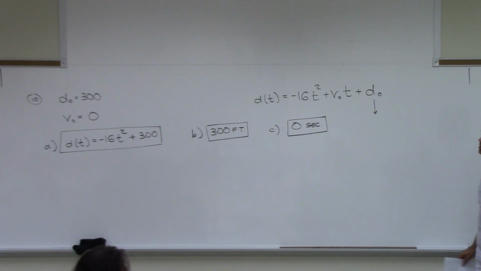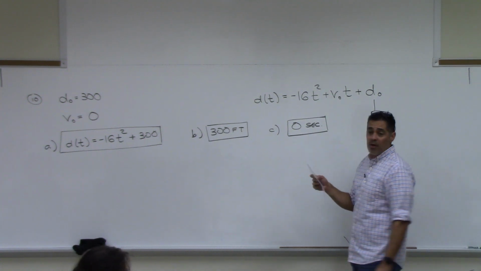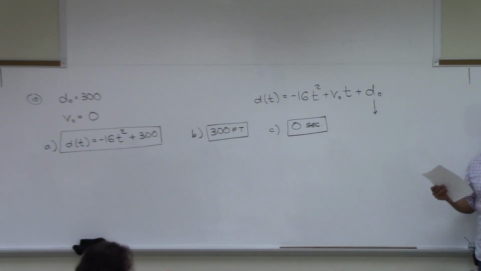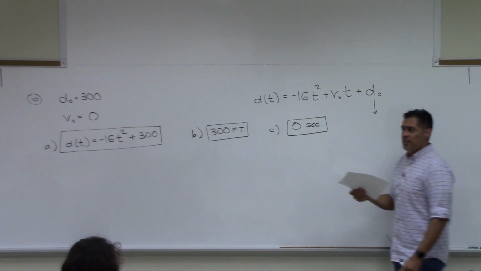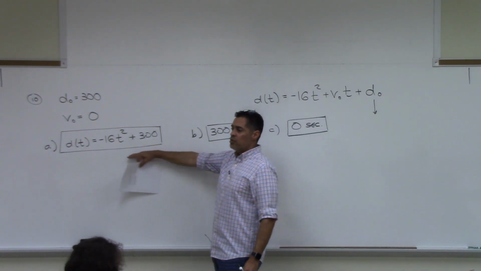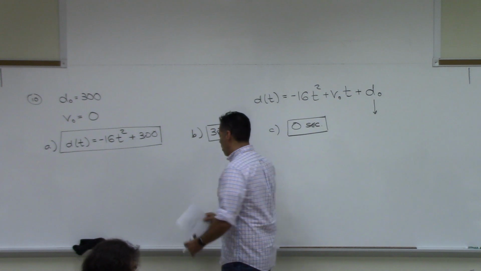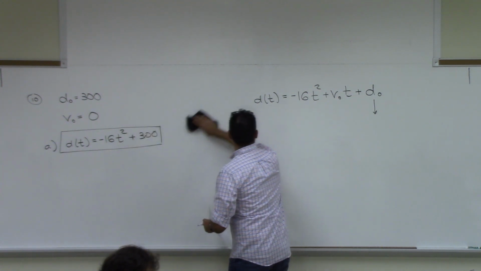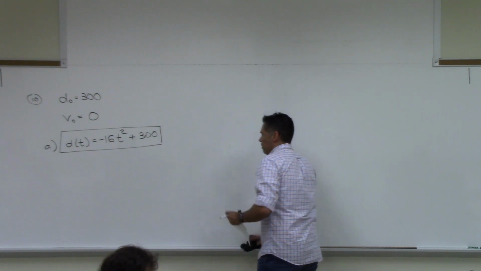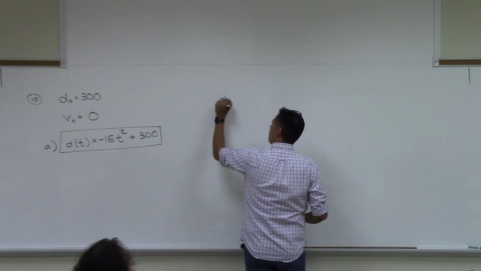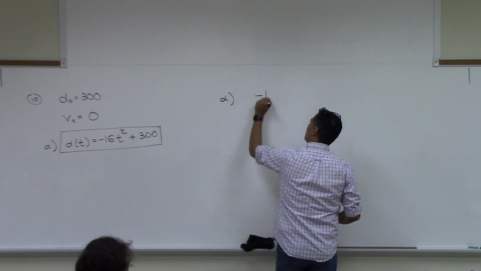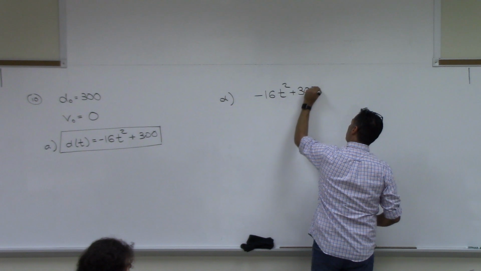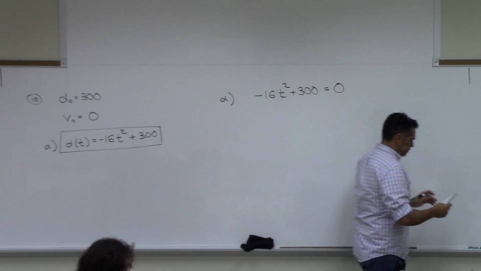All right, part D is the part that's going to require some work. We want to know when the ball hits the ground. How do we do that? Set it to 0, right? Set this function equal to 0. That's how we solve part D. So part D, we set negative 16 t squared plus 300 equal to 0.